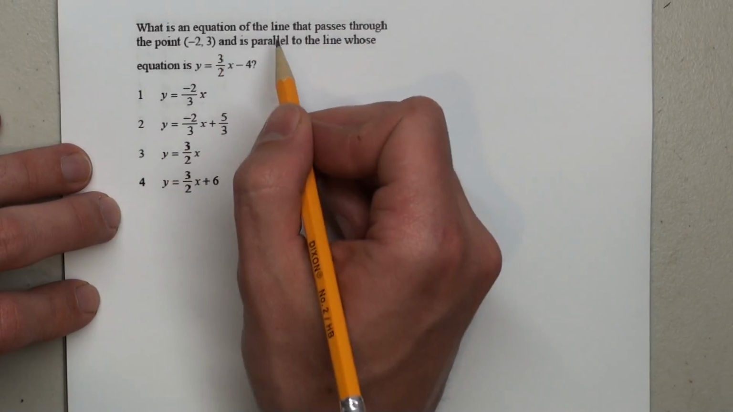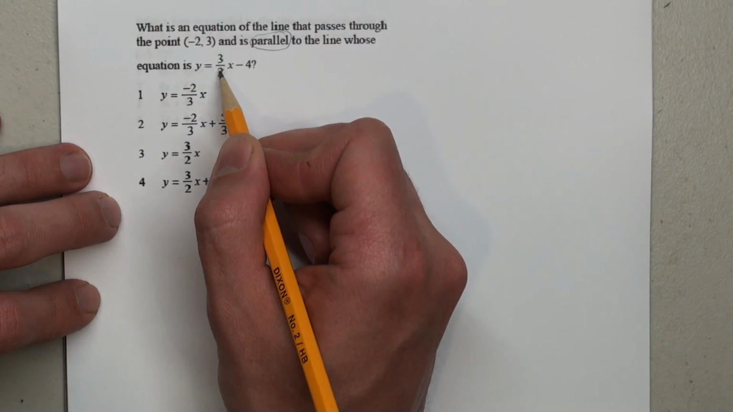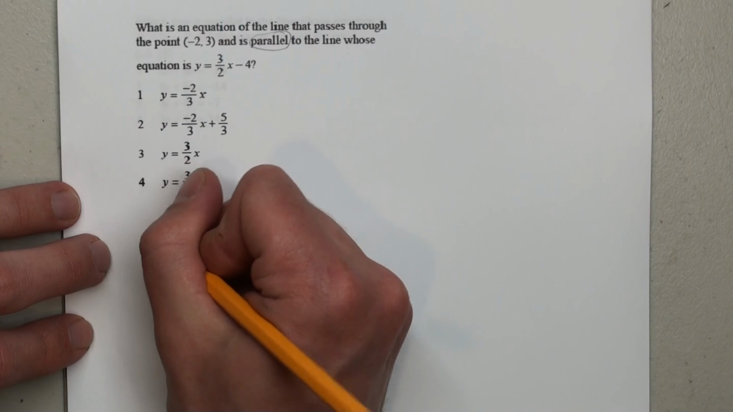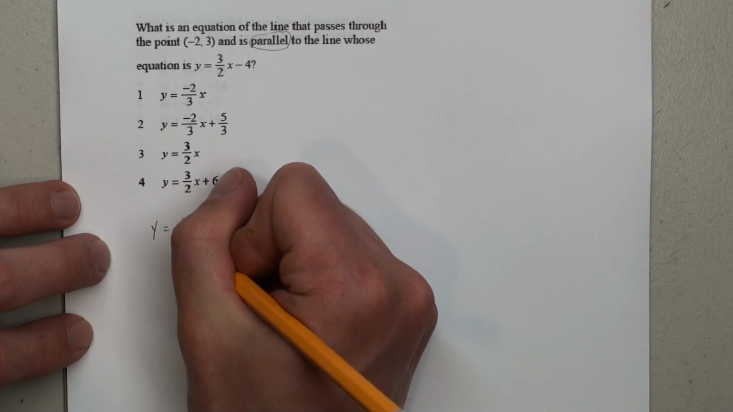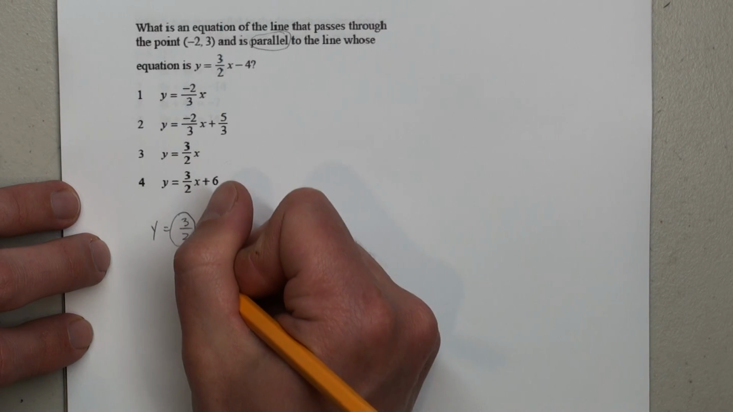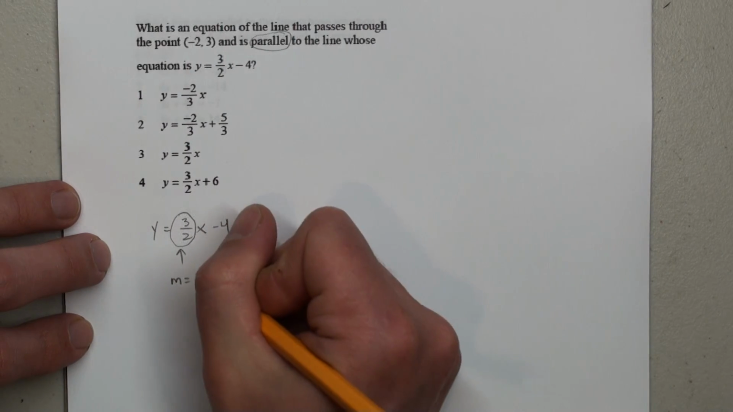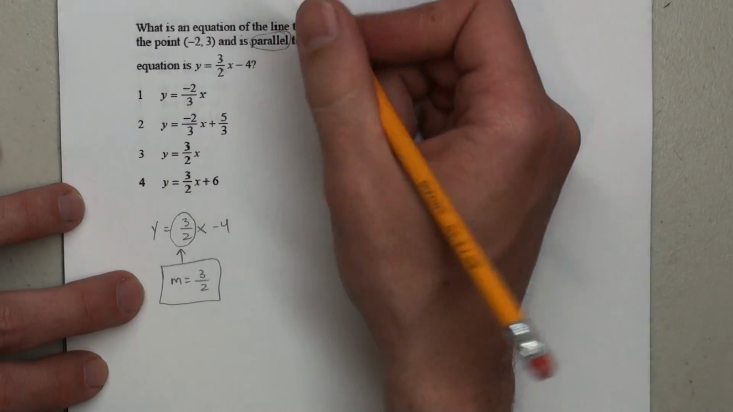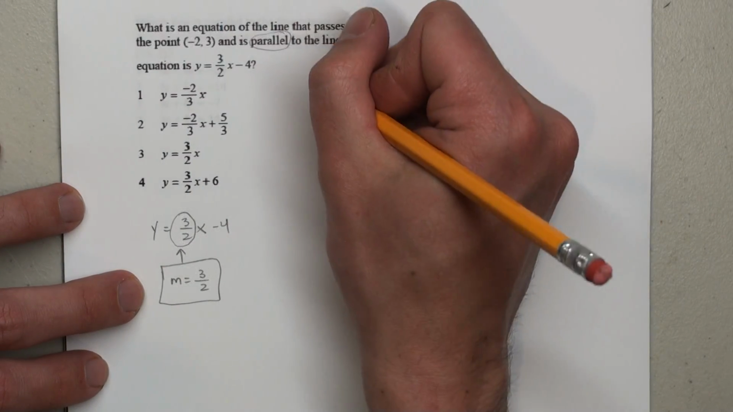29, same deal, parallel to this line. N goes through this point, so I use the slope of this line. What's nice about this one, hopefully by this point you realize you don't have to rearrange it. It's already in y equals mx plus b form. I'm using this slope because the lines are parallel. That means they have the same slope.